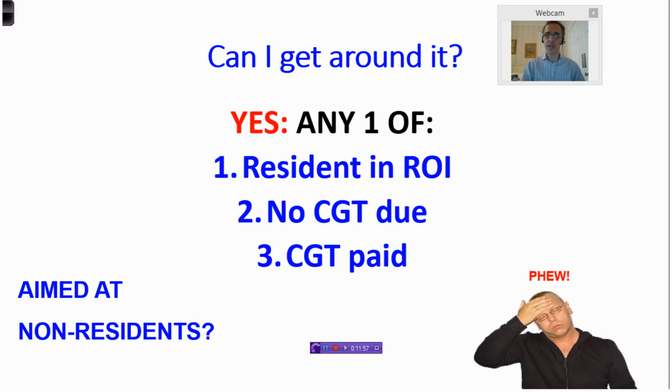Okay. So the chap on the right here looks as if he's got his get-out-of-jail-free card. He has managed to get around it because he's satisfied one of these conditions.